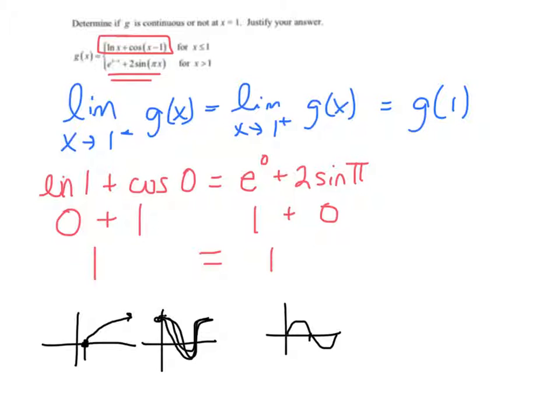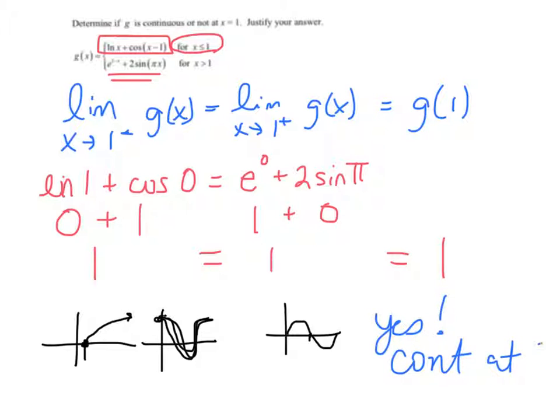And because one of our two values up here was equal to 1, in fact the very first one, we can tell that g of 1 is also equal to 1. So we would say, yes, this is continuous at 1. Okay, good job. All right, moving on to the next one.